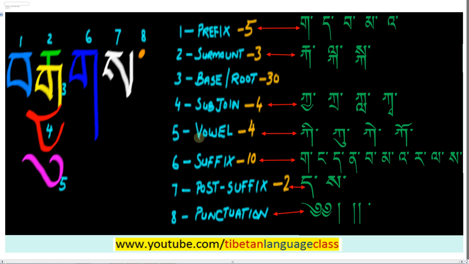So the 4 vowels are kigu, shapkyu, dengbo, and naro. Basically these are all recap, because we have done all of these except for maybe the suffix, post-suffix, and the prefix. But the surmount, base root letters, subjoined letters, and vowels, these are all the stuff we have already done.